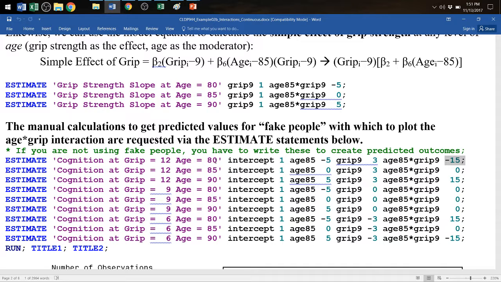I don't need to include variations on gender and dementia group if they're not part of the interaction. They're going to affect where my y-axis is, but they're not going to affect the slopes of the lines and the differences in the slopes.